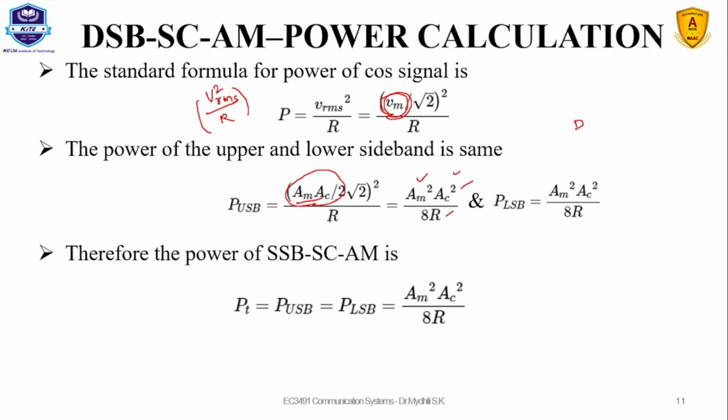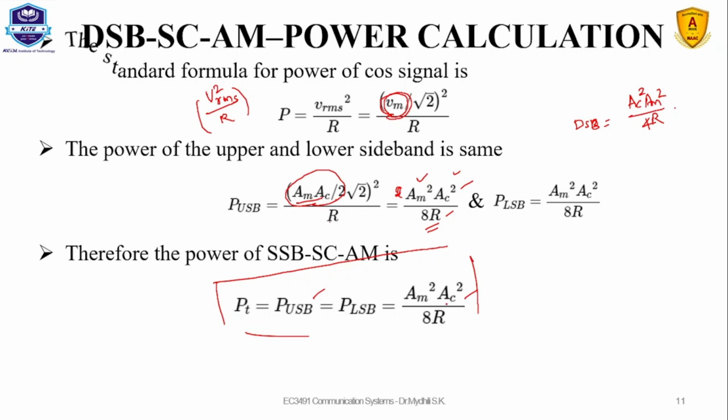Whereas in the double sideband case, both the sidebands are present, so we will be having here 2 Am square Ac square by 8R, so it gets cancelled, and for the double sideband case it is Ac square Am square by 4R, whereas here we are obtaining it as 8R. So the power calculation for this single sideband suppressed carrier, in terms of either the upper sideband or the lower sideband, will be Am square Ac square by 8R.